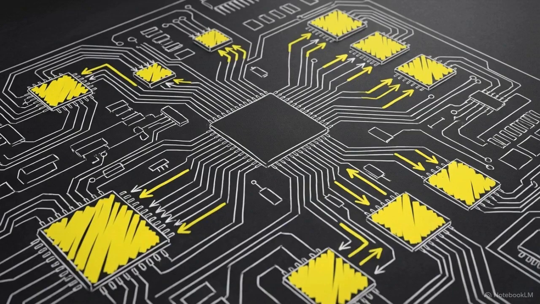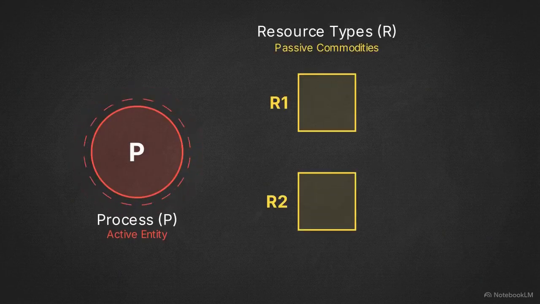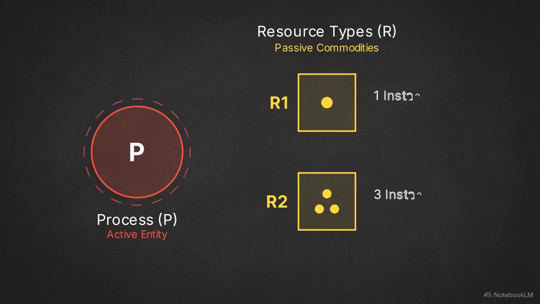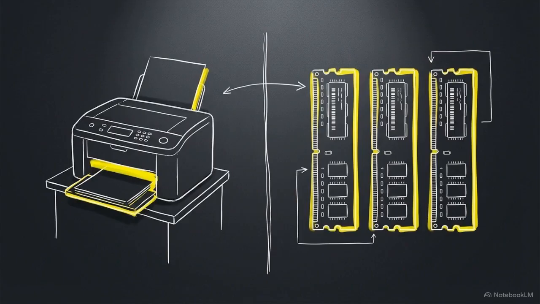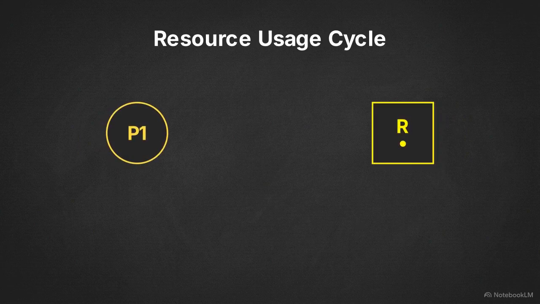Every operating system relies on the interaction between two foundational entities, active requesters and passive commodities. The active requesters are processes, the executing programs attempting to complete a task. The passive commodities are resource types. These have a fixed number of available instances, whether that is a single physical printer or multiple identical blocks of memory. To interact with a resource, a process must follow a strict, unvarying three-step lifecycle.